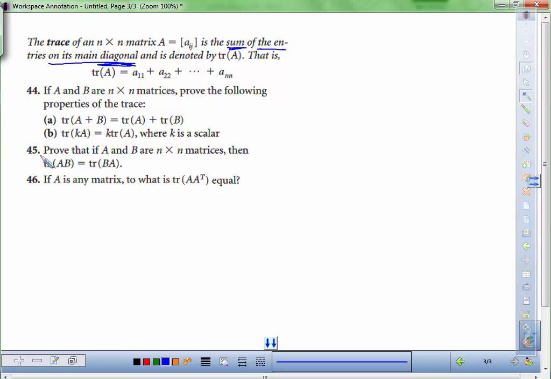So here are some important properties of the trace. The trace of the sum is the sum of the traces of the matrices. And then a scalar multiple: the trace of a scalar multiple of a matrix is a scalar multiple of the trace of the original matrix. A more difficult thing to prove is that the trace of a product of matrices is equal to the trace of the product in the reverse order.